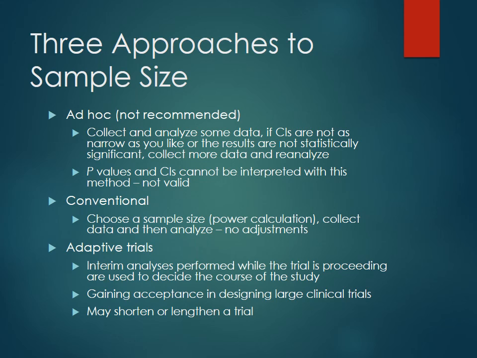And then sometimes you'll have adaptive trials where you'll see interim analyses being performed while the trial is still proceeding, and that helps you decide what you should do with the course of the study. Sometimes in very large trials, you may see this being done. Frequently, if the intervention that you're doing is very significant, sometimes they'll actually stop trials early because they already have all the results they need to show that every patient needs to be taking this intervention or everyone should be taken off this intervention. So very frequently you'll see that actually lead to shortening of a trial.